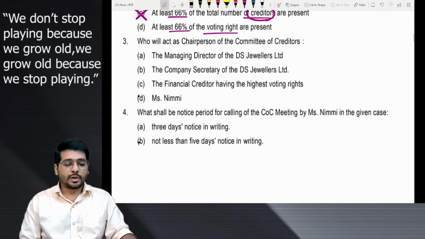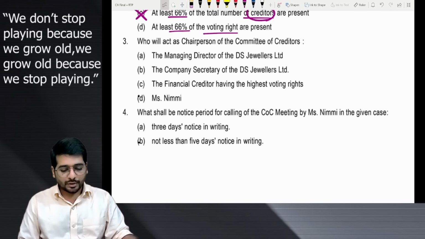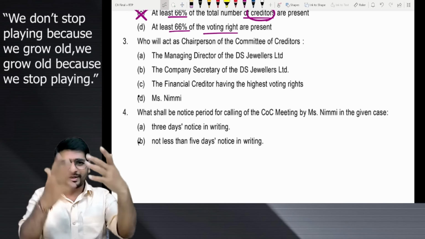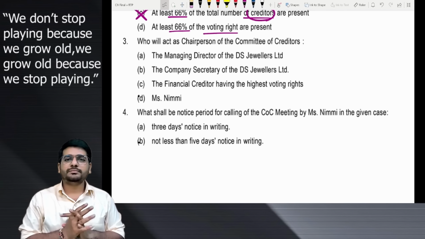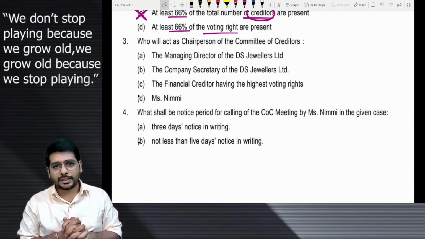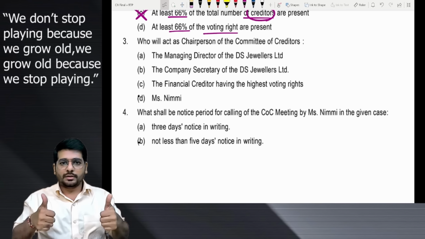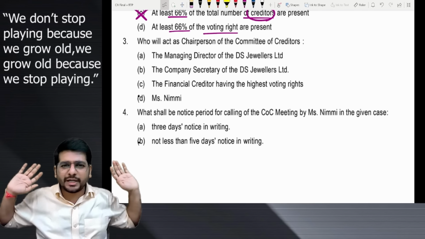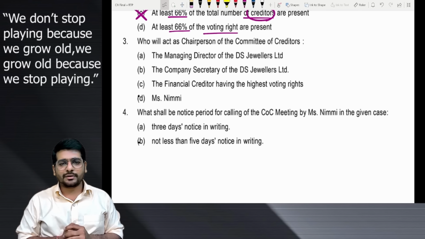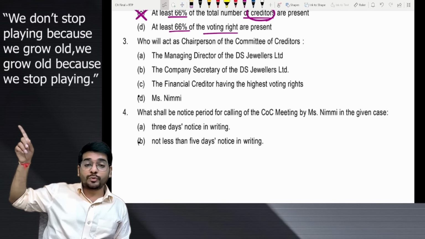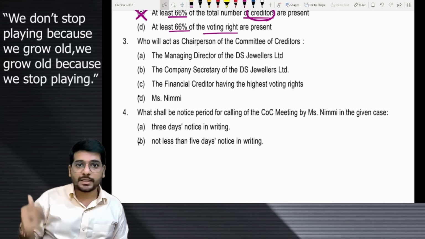Now, sir, who will act as the chairperson of the committee of creditors? Pretty simple question. Forget the answers, forget the options they have given. You think, who all are there in the committee of creditors? Who all are there? RP will be there? Yes, sir. All the different creditors will be there. So many creditors can be there. Yes, sir. The board of directors who are suspended. In the Insolvency and Bankruptcy Code, we suspend the board of directors.